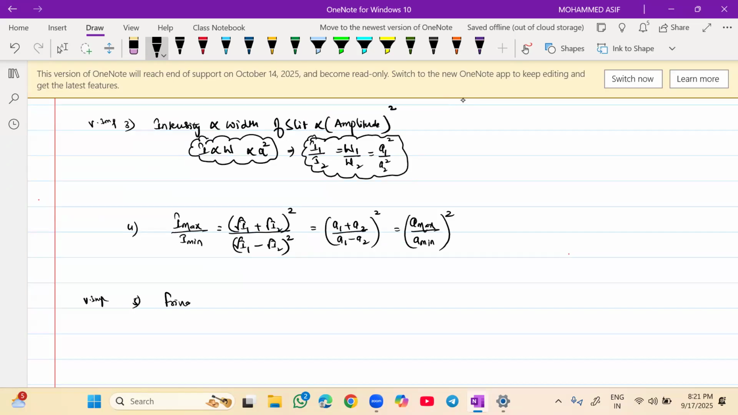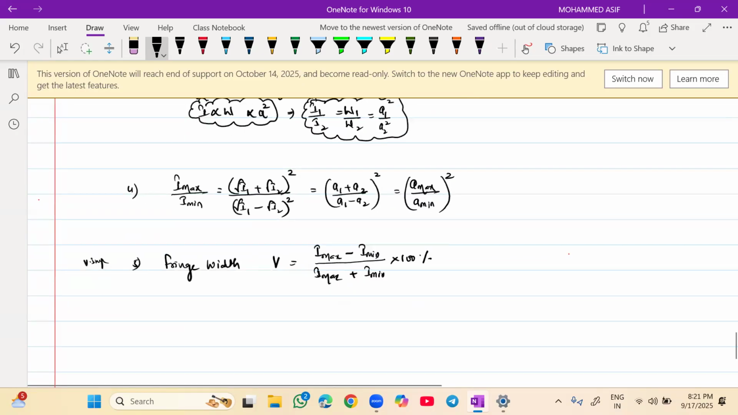Fringe visibility is represented by V. So fringe visibility is equal to the difference of I max minus I minima, divided by I max plus I minima. If he is asking percentage, do it as 100%. For I minimum, how is the fringe visibility? Maximum. That means when both the slits have equal widths, fringe visibility is best and is equal to how much? 100%.